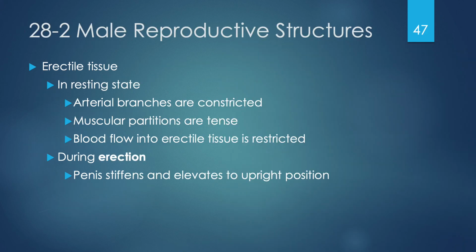At rest, the erectile tissue in the penis will have reduced blood flow, and this is basically accomplished by the arterial branches and the muscular partitions. The arterial branches will be constricted, reducing blood flow into the erectile tissue components, and the muscular partitions are also tense, which will also restrict blood flow into the erectile tissue. However, during erection, things change. At this point, what happens is the penis will stiffen and elevate to an upright position because of blood flow into the erectile tissue.